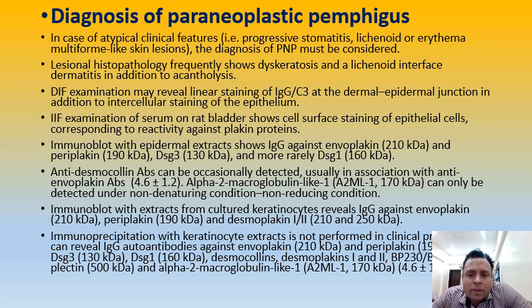Lesional histopathology shows dyskeratosis, lichenoid interface dermatitis, in addition to acantholysis. So acantholysis is already happening, plus lichenoid infiltrate, vacuolar changes in the basal layer, and you will be getting IgG, C3 at the DEJ also, and you will be getting intercellular staining.